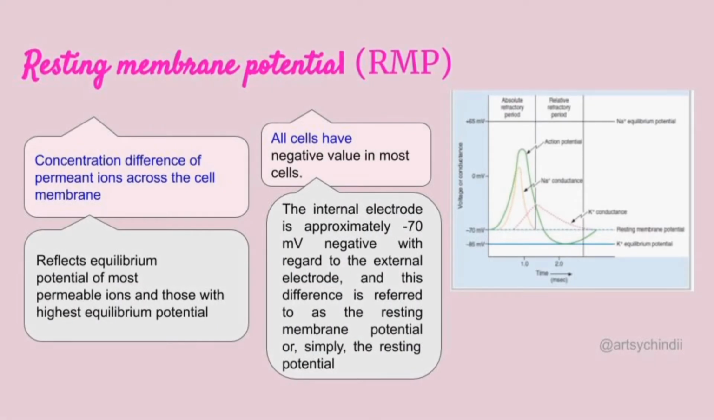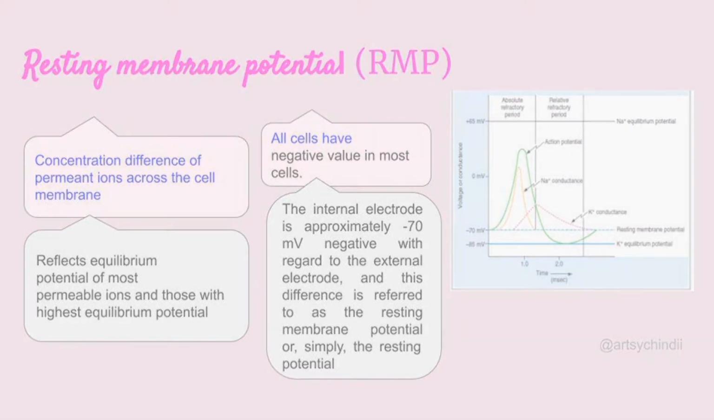Resting membrane potential. This is the potential resulting from the concentration difference of the permeant ions across the cell membrane. It reflects the equilibrium potential of the most permeable ions, and thus the highest equilibrium potential. Note that all cells have a resting membrane potential, and only excitable cells have an action potential. It is about negative 70 millivolts.